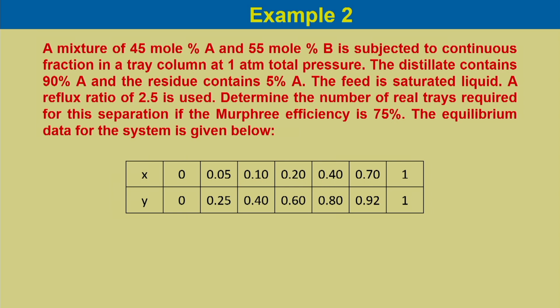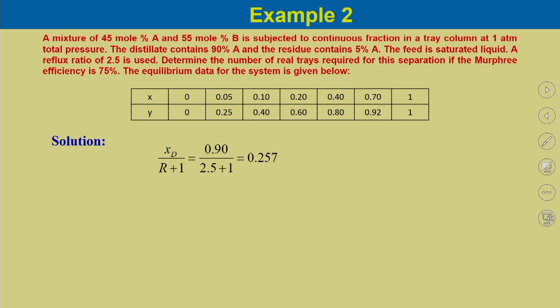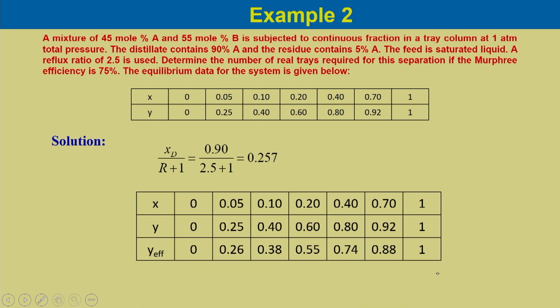This is the XY data. Now, XD by R plus 1 we can calculate: 0.9 divided by 2.5 plus 1. So, that is 0.257, and equilibrium data is given. So, we can calculate Y effective from the equations we have shown.